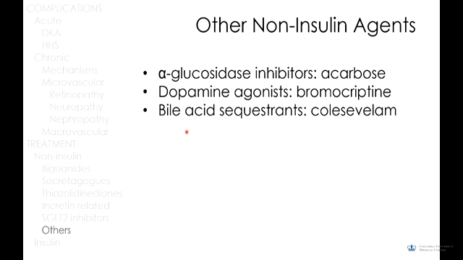All right, these other agents are very rare. Not a lot of people like to use these, especially alpha-glucosidase inhibitors, because they inhibit carbohydrate absorption. They can lead to flatulence and uncomfortable GI effects. And then for these other agents, nobody even really knows how they work, so I don't imagine they'll be super testable.